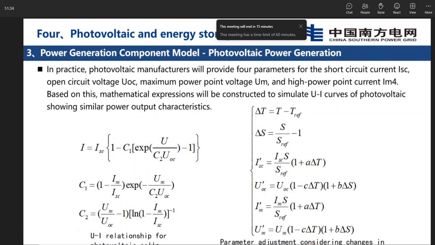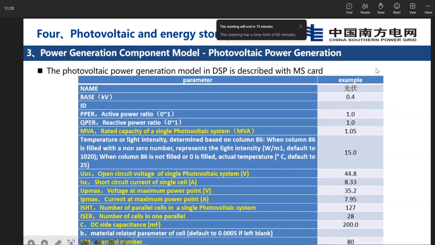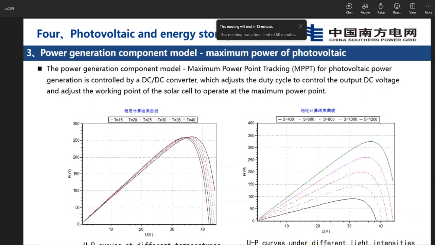This is the equation about the solar system. This is the MS card. It includes the rated capacity of a single solar system, open circuit voltage, short circuit current, the voltage and the current at the maximum power point, and the number of the batteries. This is a capacitance. It contains all these parameters.